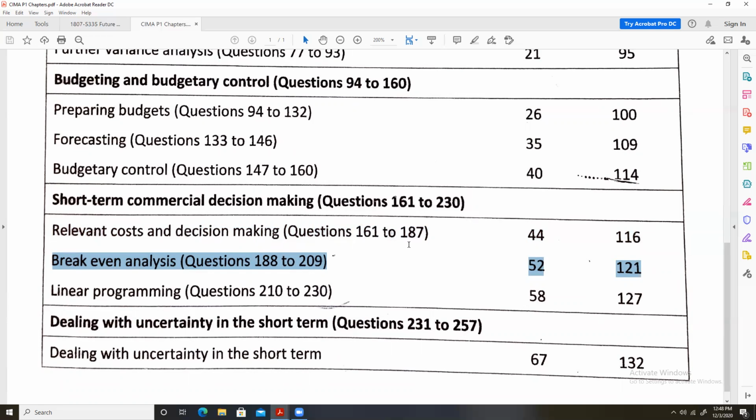Make sure that you practice this area like you solve mathematical equations that you did in your high school.